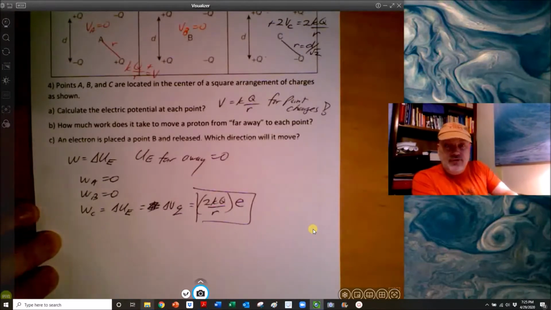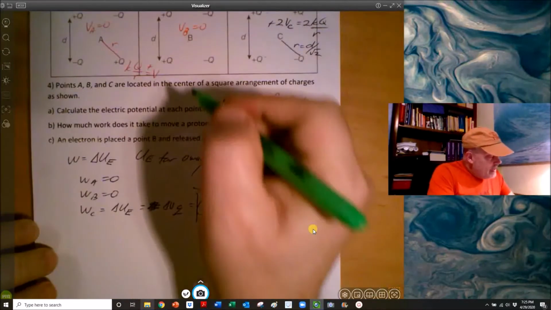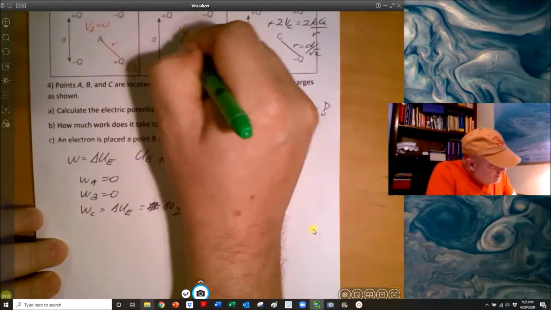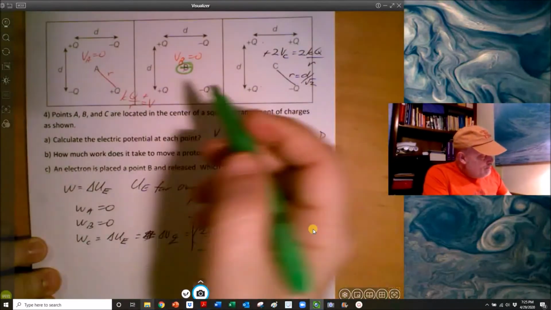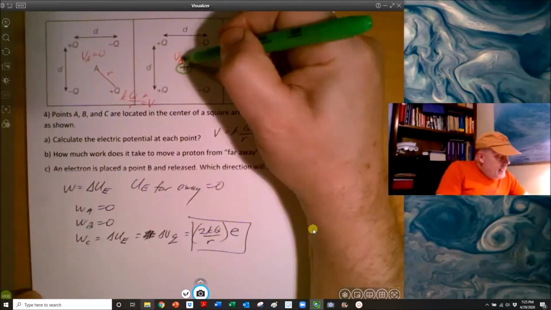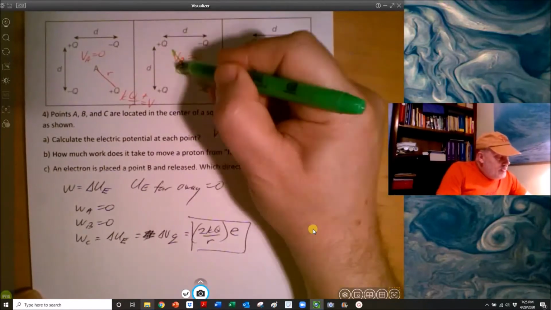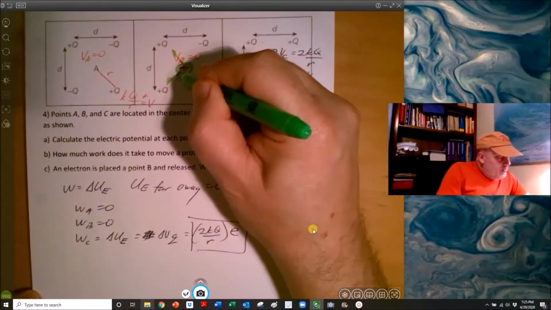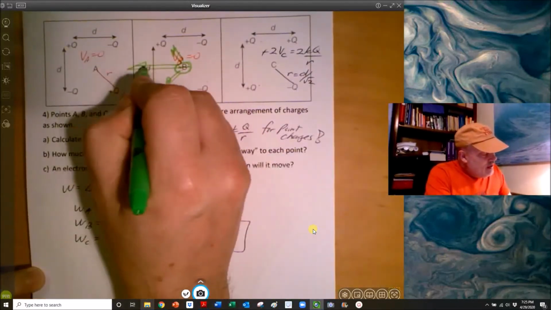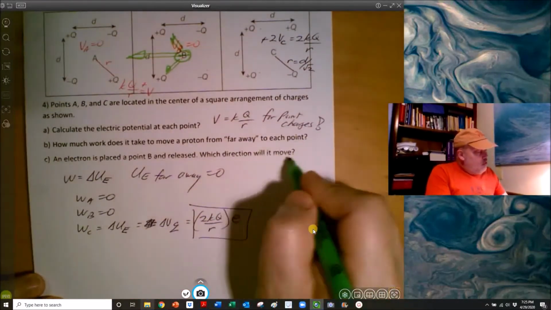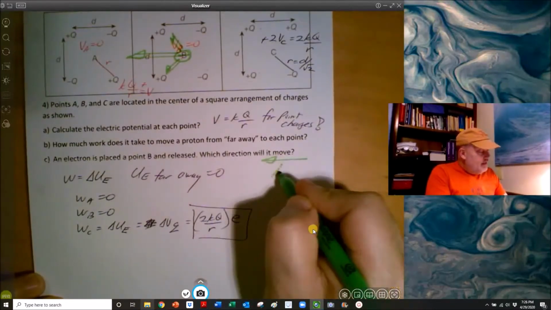Now our last one says we place an electron at point B. Which direction will it move? All right, well, the electron is attracted to this one, attracted to this one, repelled by that one, and repelled by that one. So those all add up to give us to the left. So it's going to move to the left.